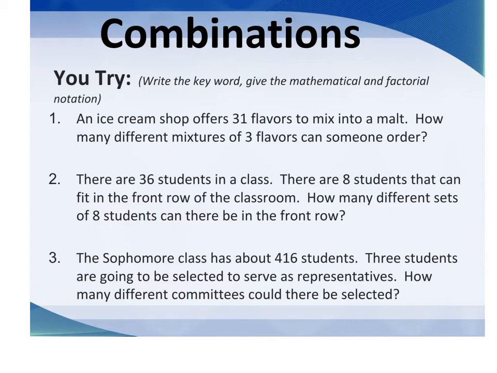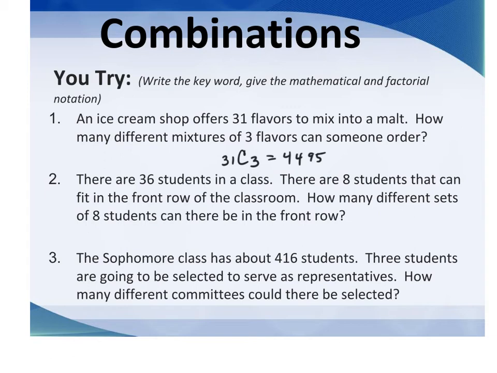Number 1, an ice cream shop offers 31 flavors to mix into a malt. How many different mixtures of 3 flavors can someone order? So again, that's just going to be 31C3, which equals 4,495.